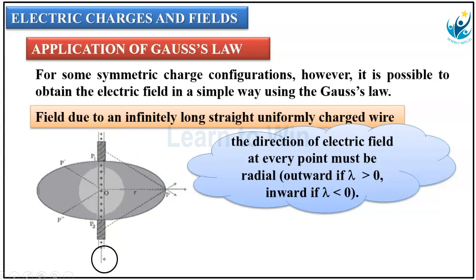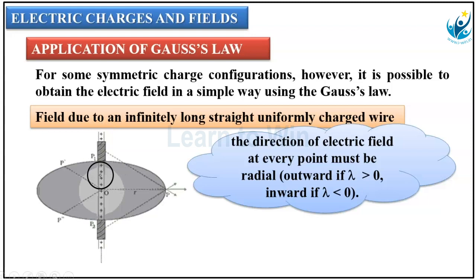According to the diagram, the wire is positively charged and its length is infinity. Positively charged means lambda, linear charge density, which is charge per unit length, is positive. That value is positive means lambda greater than 0. That means if the wire is charged positively, at a given point, electric field is directed radially outward.